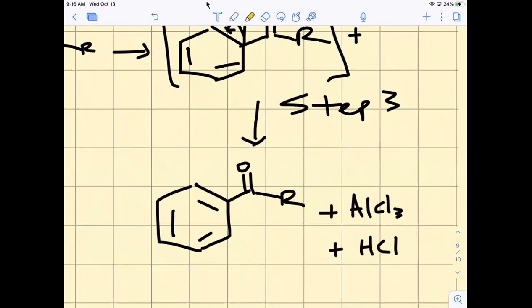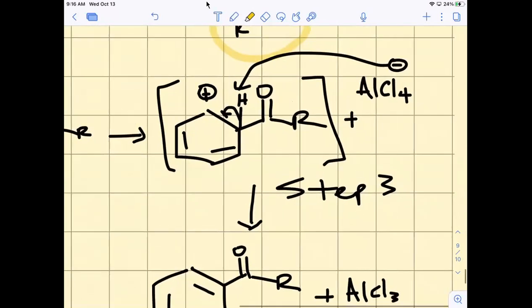The HCl comes from right here, once you pull off that hydrogen. That aluminum tetrachloride is unstable, so that's how your catalyst gets regenerated. One of the chlorines from the aluminum tetrachloride is furnishing a pair of electrons to that proton, and then regenerating the catalyst at the same time.